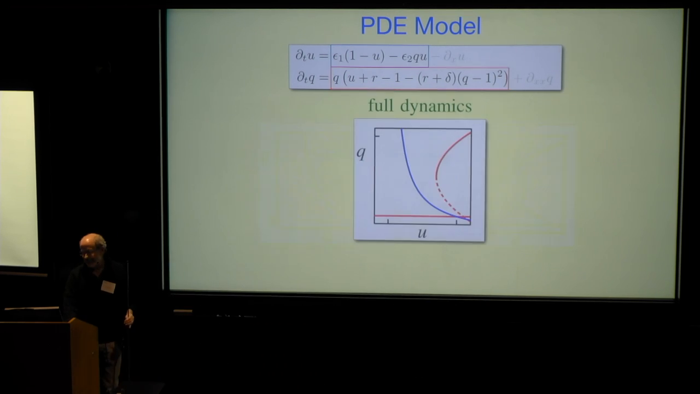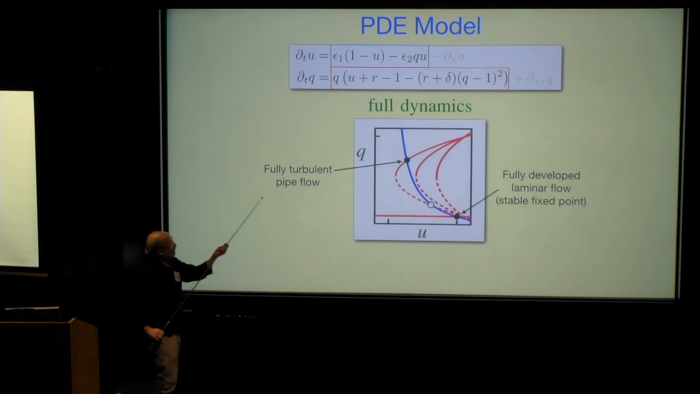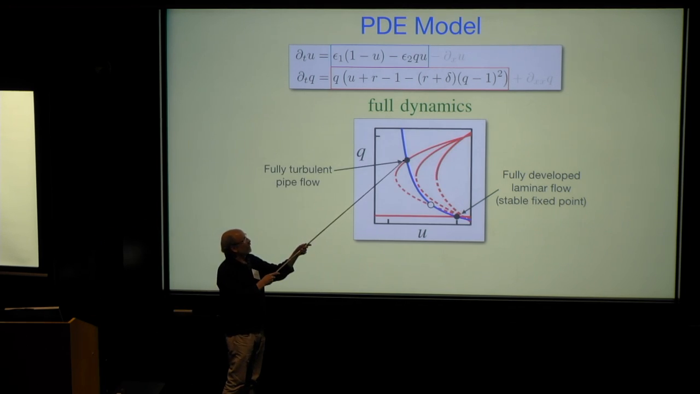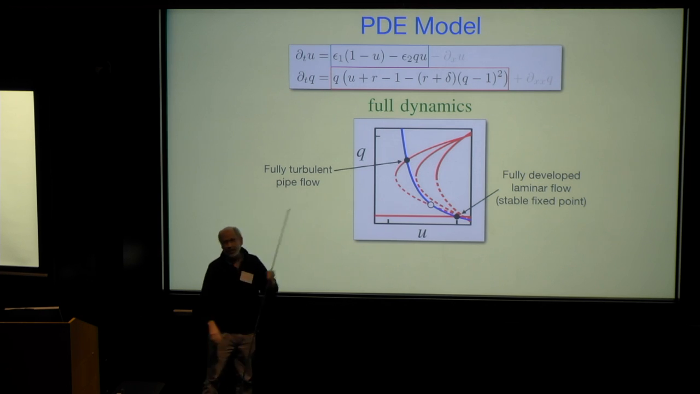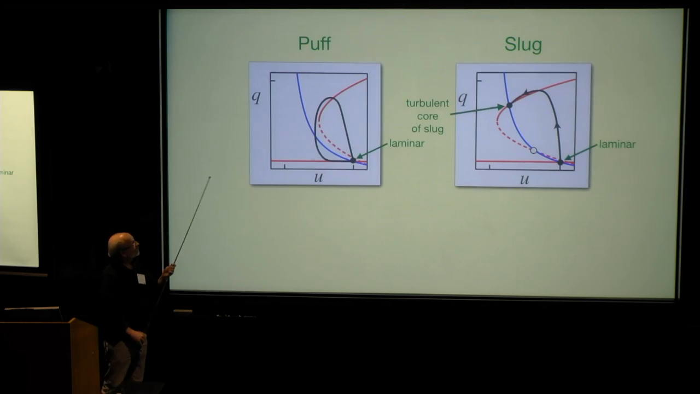Okay, and you put those together, and you get a phase diagram that looks like this. Anytime the red and the blue intersect, you have a fixed point. That corresponds to fully developed laminar flow. It exists and is stable for all values of the Reynolds number. As I increase the Reynolds number, I get another fixed point where I get an equilibrium between the turbulence and the shear profile. And when you do this, you then have two kinds of states.